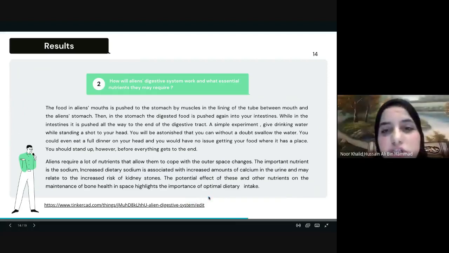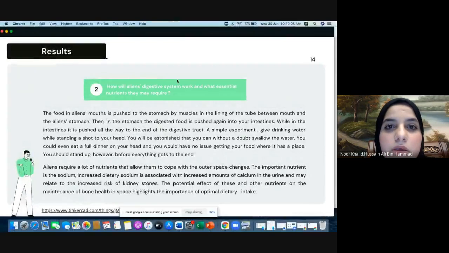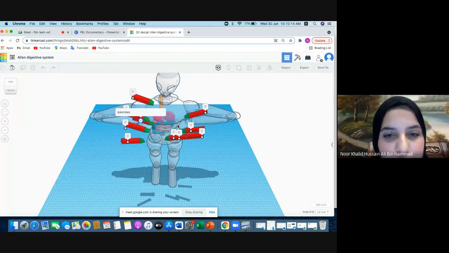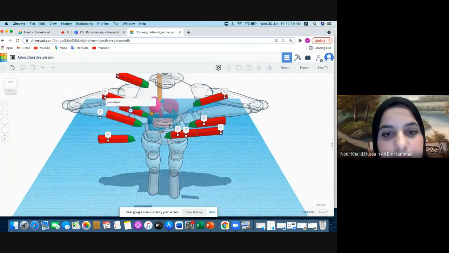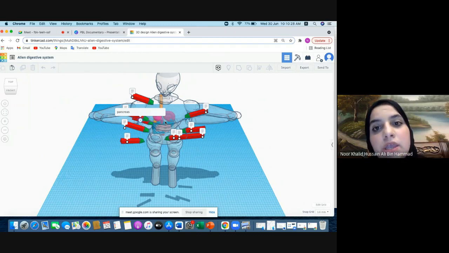As for how aliens' digestive system works and what essential nutrients they may require, aliens have a digestive system similar to humans. However, they have extra folds in their small intestines. As for the mechanism of the digestive system, it starts when the alien food is in the stomach, digested and swallowed through the lining tube between the mouth and the stomach. After it's digested in the stomach, it will be passed on to the small intestine and then released at the end of the digestive system.